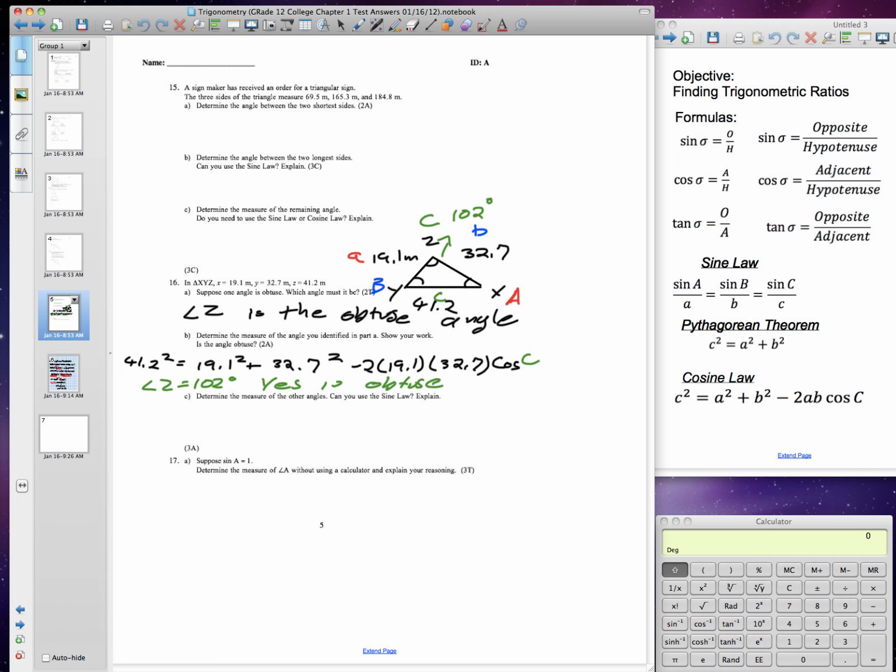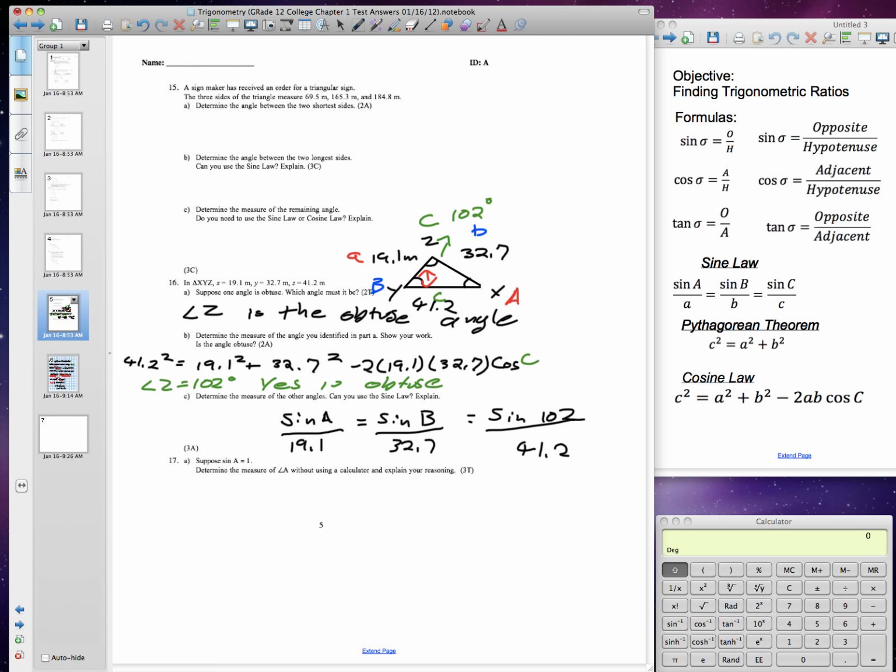So because we have that, let's set up our sine law with our ABC again. Sine A, we don't know what it is, divided by side A, which is 19.1, is equal to sine angle B, again we don't know what that is, divided by side B, which is 32.7. And finally, sine C, which is 102, divided by 41.2. Because we have this complete ratio, we can use our sine law. I'm going to choose one of these angles. Let's say we're going to solve for sine B. So that means I don't need that part of the equation.